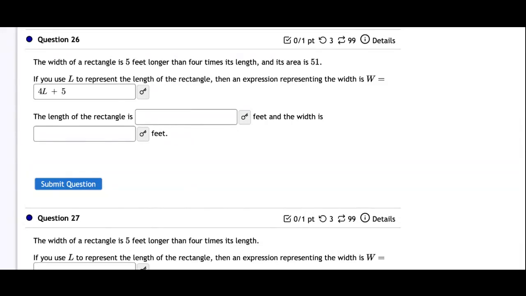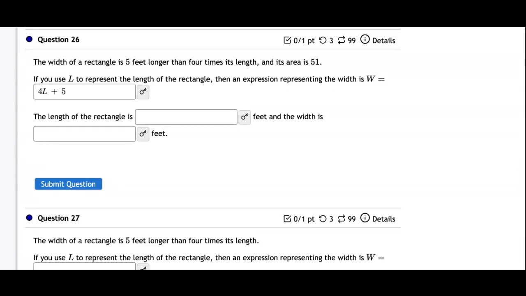Question 8, we're going to go over later after question 26, okay? So, Kiana, does this make sense so far? Yes, it does. Okay, so now we just solve this quadratic equation. So we have 4L squared plus 5L. Then how do we solve a quadratic equation? We put them together. So 4L squared plus 5L minus 51 equals 0.